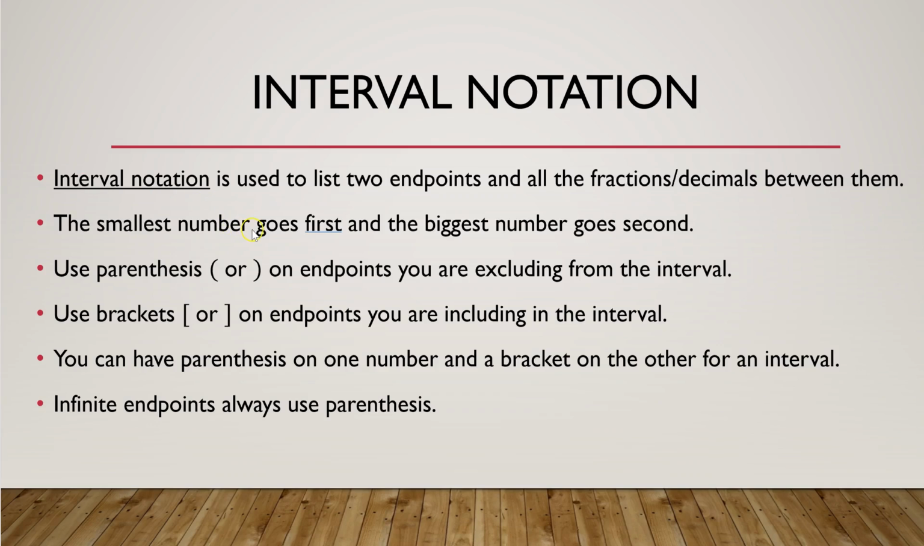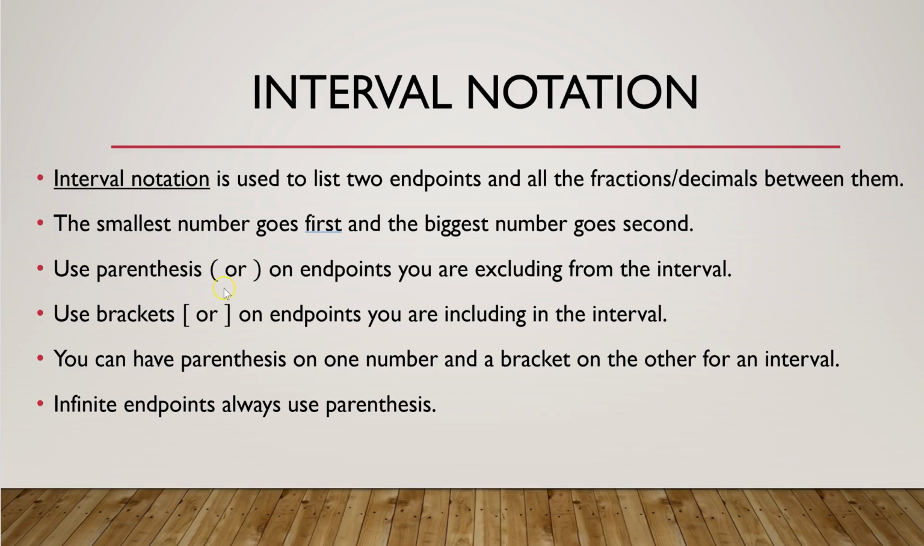Make sure that you always list the smallest number first. So think about a number line. Whichever number is farther to the left on the number line needs to go farther to the left on the interval notation. Your biggest number will be the number that's farther to the right on the number line. That number always goes second. So the number on the right of the number line is the number on the right in the interval notation.